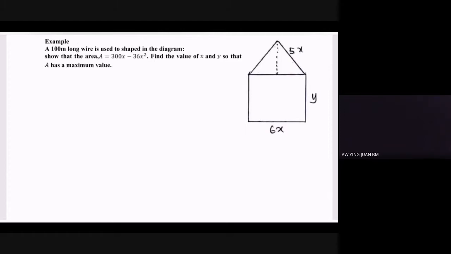We have a perimeter of 100 meter long, so kindly form the equation. In here we have 5x plus y plus 6x plus y plus 5x equals to 100 meter long. Simplify the situation and we will have 16x plus 2y equals to 100. Simplify again and we will have 8x plus y equals to 50. That is the first equation. For the second equation, we are going to find the area.